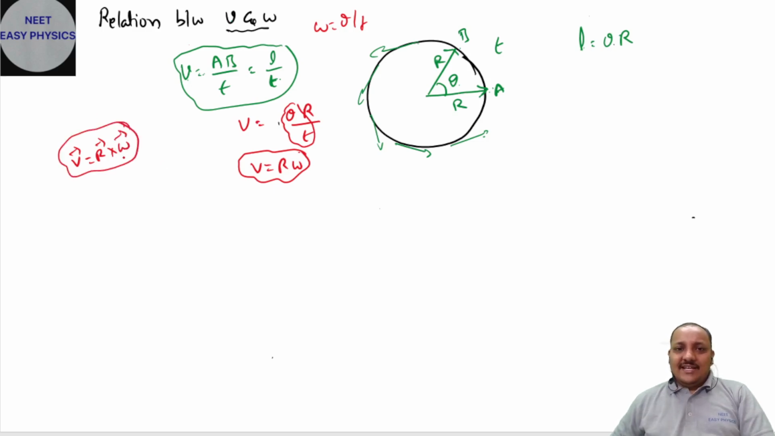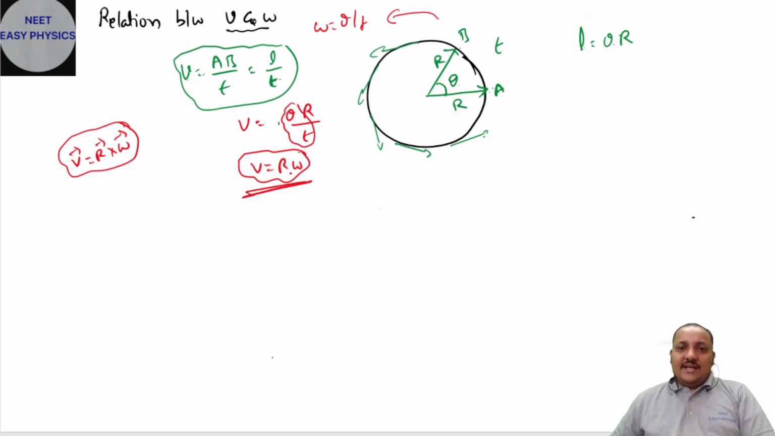Now, what is its direction? What is the omega direction? Angular velocity direction will always be along the axis of rotation, depending on whether it is anti-clockwise or clockwise. By using the right hand thumb rule, you can take clockwise or anti-clockwise. Wherever the right hand thumb points, the angular velocity will be in that direction. This is the linear velocity, angular velocity relation.